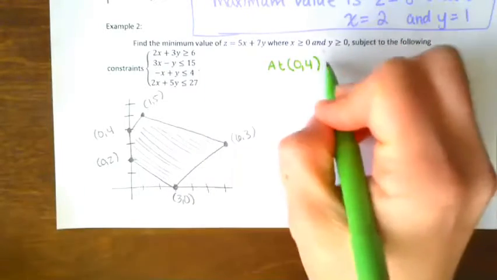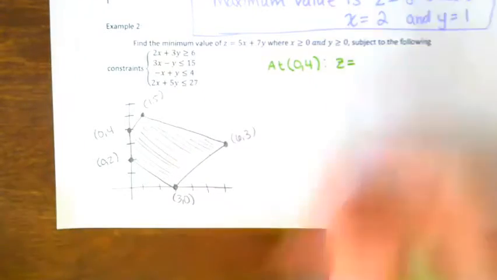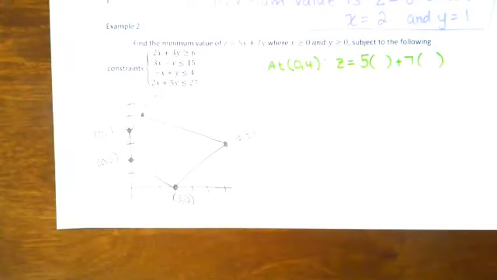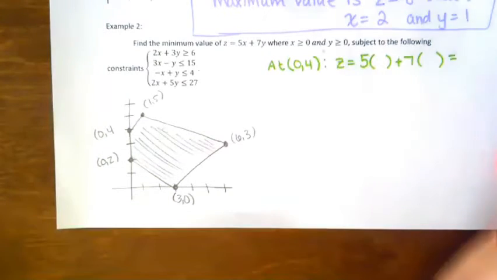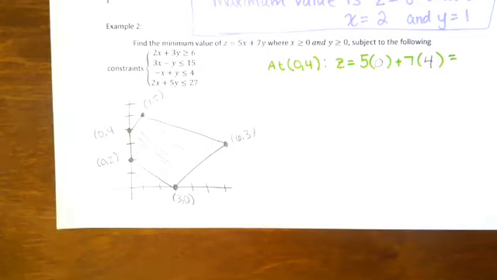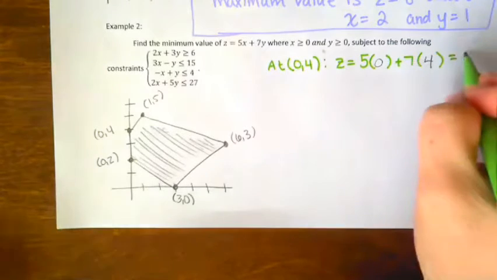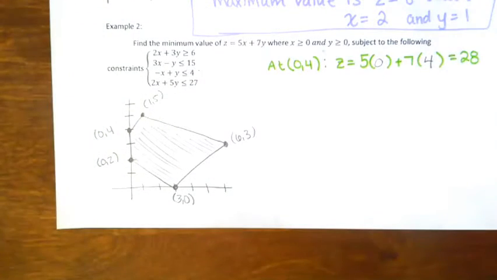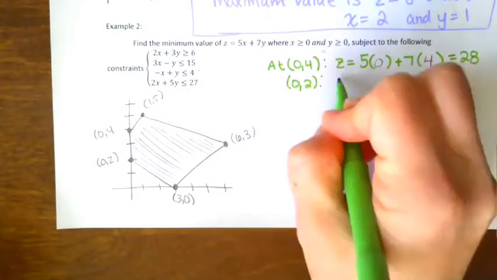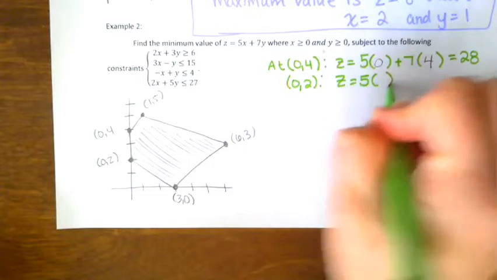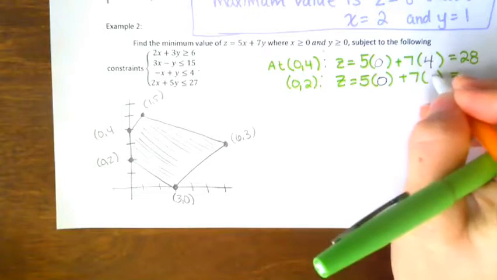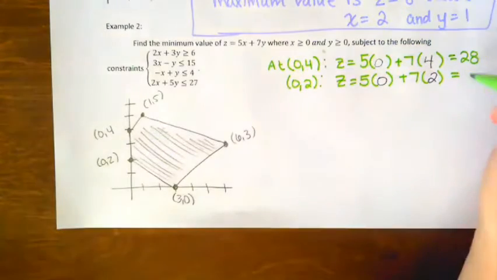And remember, my objective is z equals 5 times x plus 7 times y. So what do we get? My x in this case is 0 and my y is 4. What do we get? 28. Good. Right. Let's try the point (0, 2). So z equals 5 times x plus 7 times y. X is 0 again, y is 2, and we get what? 14.